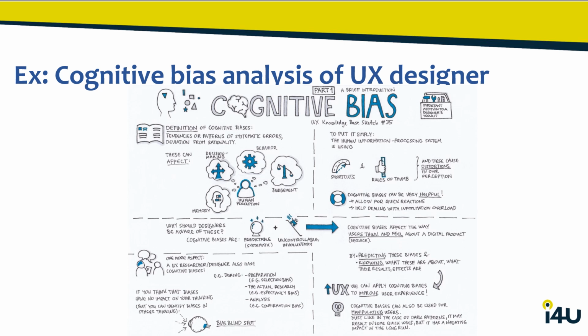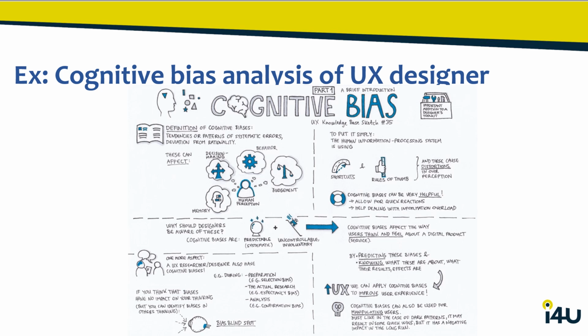Cognitive bias analysis of UX designer. The image is an infographic that provides a brief introduction to cognitive biases, specifically in the context of user experience, UX design. It starts with a definition of cognitive biases as tendencies or patterns of systematic errors, deviations from rationality. These biases can affect decision-making, behavior, human perception, memory, and judgment. It explains that cognitive biases often occur due to the human brain using shortcuts, heuristics, and rules of thumb, which can lead to distortions in perception.